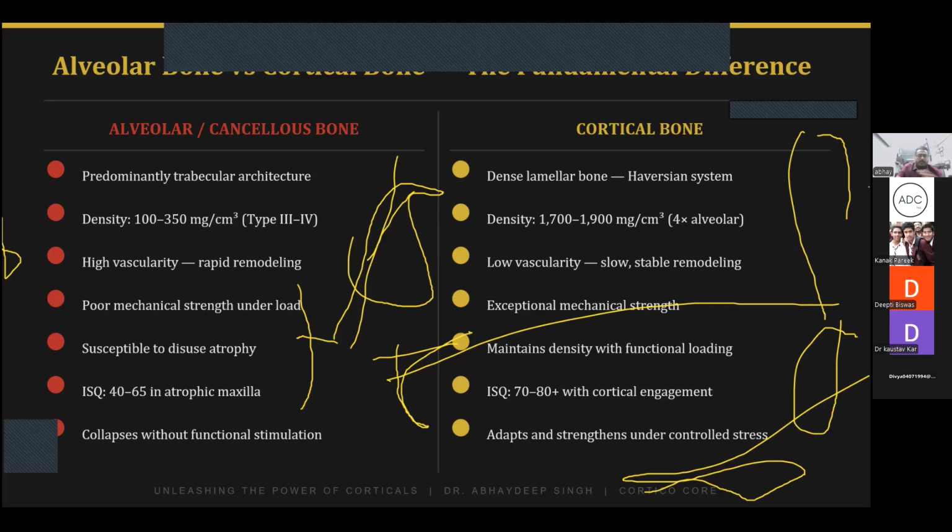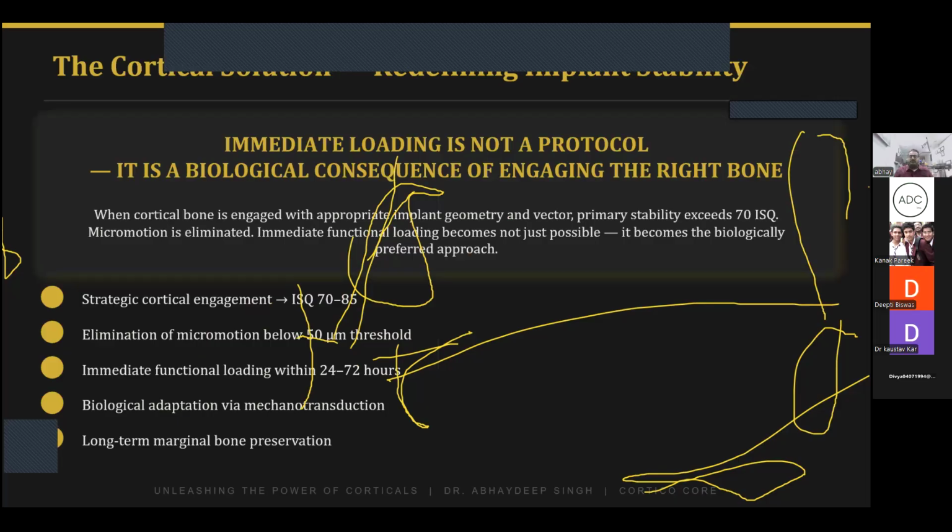Now, immediate loading is not a protocol. It is a biological consequence of engaging the right bone. You can load your alveolar bone as well, but your alveolar bone might not be able to take all the functional stresses. This makes absolute sense. And cortical bone is highly mineralized, highly dense bone. If you engage your implant inside that highly dense, mineralized cortical bone, then you need not depend upon the alveolar bone only. You are getting the primary stability from the cortical bone.